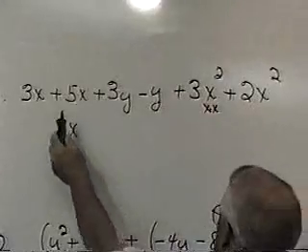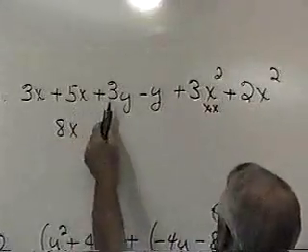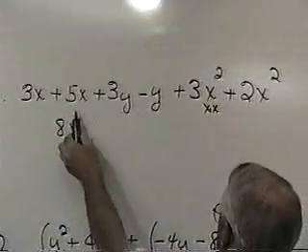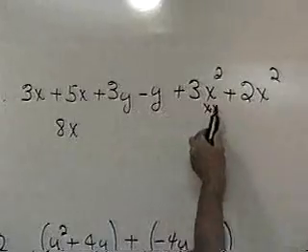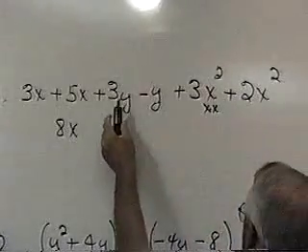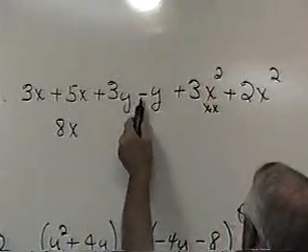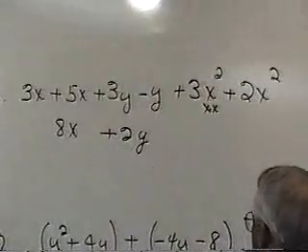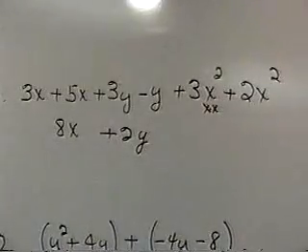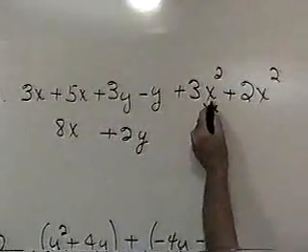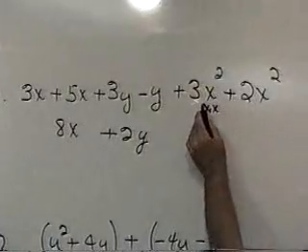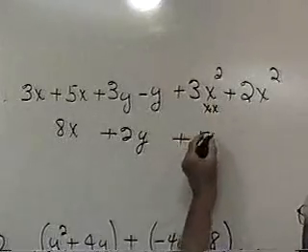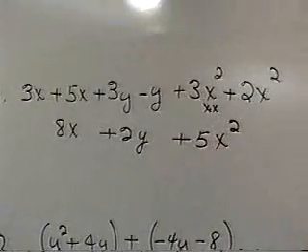So that means we have 3x and 5x. Do we have any other x's? No. So we'll add those up. Now we come back and look at the problem. y's. Do we have any y's over here? No. So 3y minus 1 of the y's is 2 of the y's. Now going over here, we have x squared and an x squared. We have how many of them? 3 of them plus 2 of them. So that added gives us 5 of those.